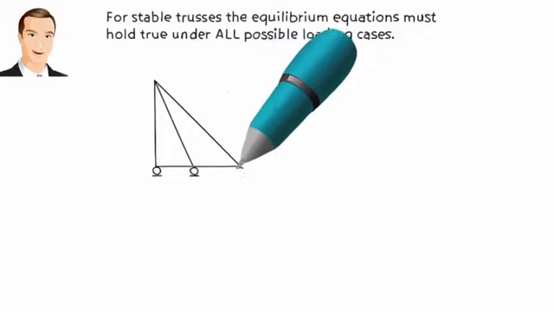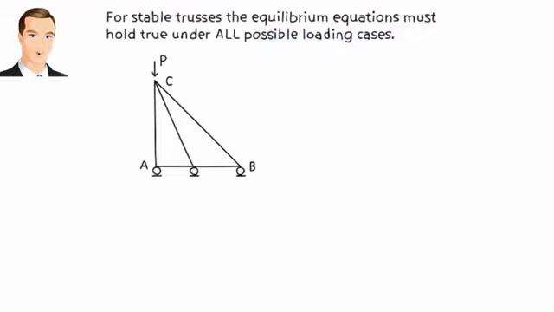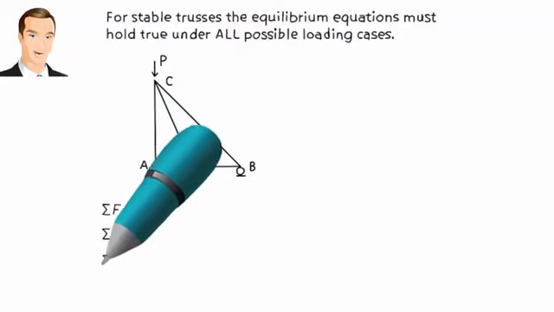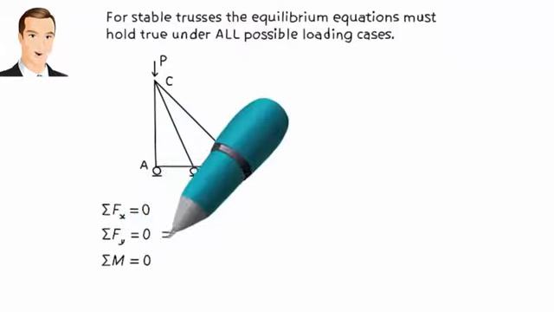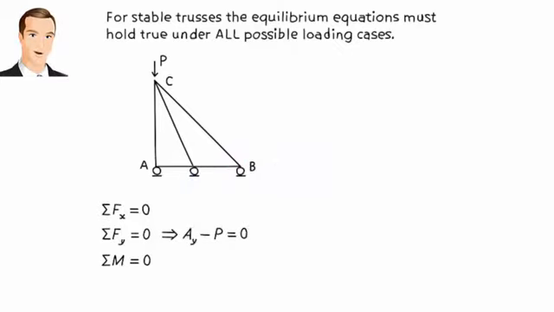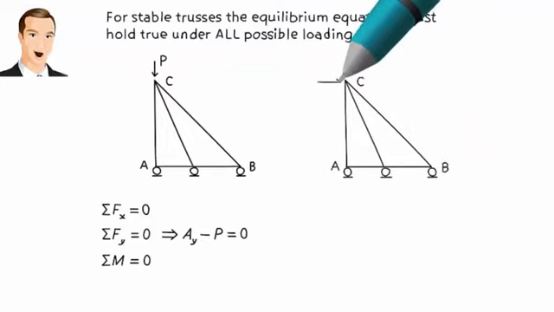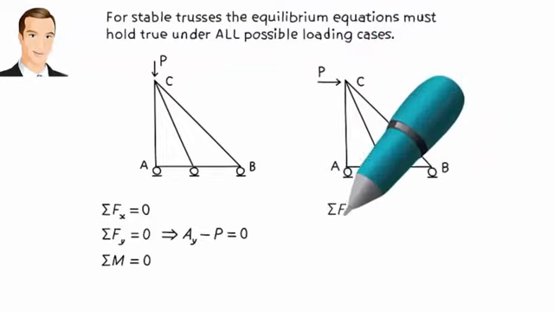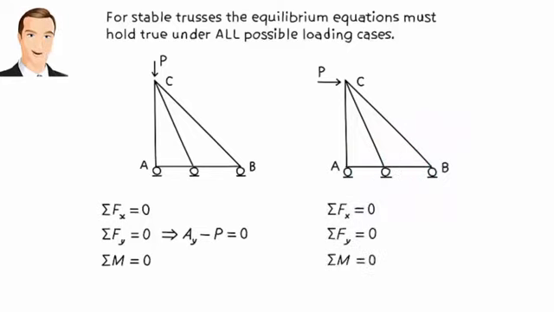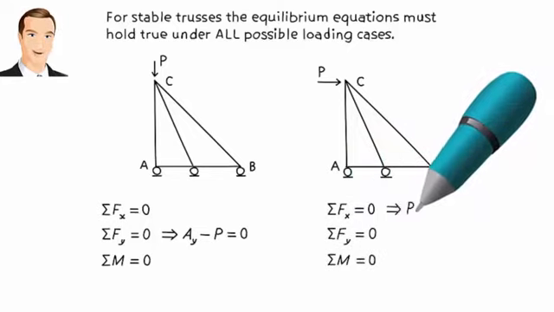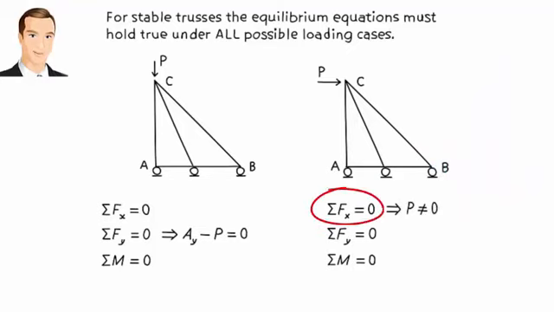For example, consider this simple truss. If we apply a vertical load at C, it can be argued that since the conditions of equilibrium are met, the truss must be stable. But this is not a valid argument, since there is another load case for which an equilibrium condition does not hold. If we apply a non-zero load in the horizontal direction at C, we get the following equations. Note that the sum of the forces in the x direction is not zero. It equals P. So this relationship does not hold true. Therefore, we label the truss as unstable.